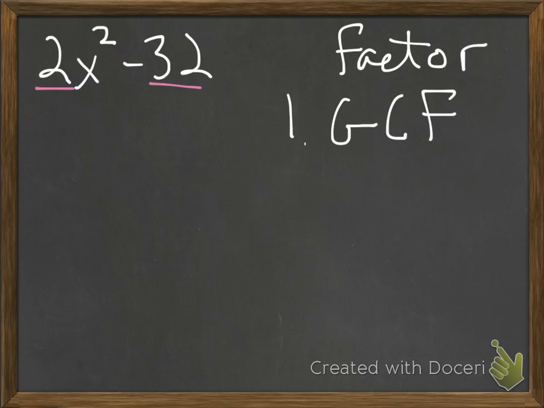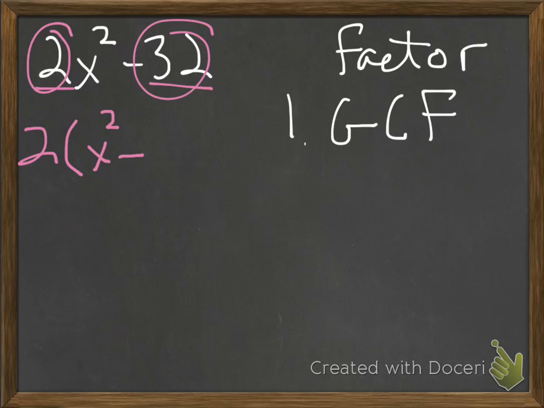And we've done a couple of these by now. We should know that, well, this is even, this is even. I know I can pull a 2 out. So I'm going to go ahead and kind of skip that factoring step. So what I have left is x squared minus 16.